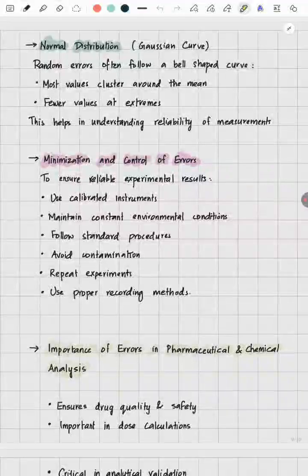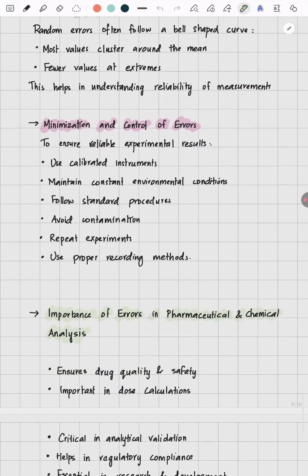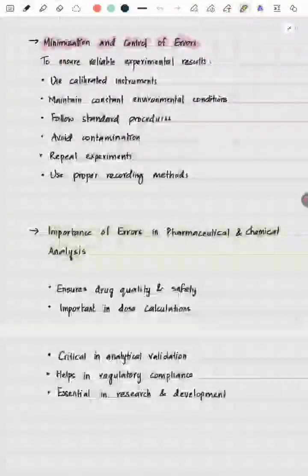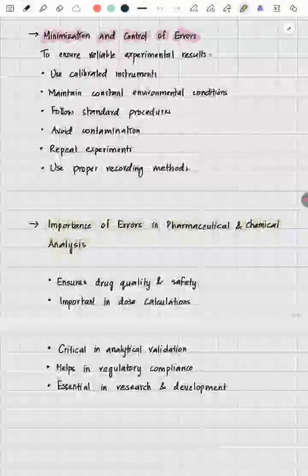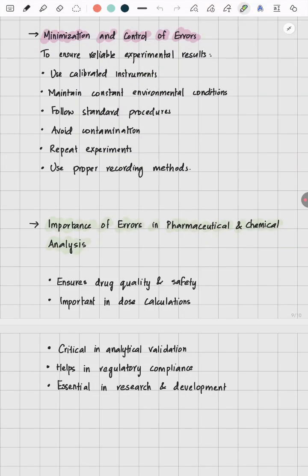Finally, let us talk about minimizing errors. To obtain reliable results, we should use properly calibrated instruments, maintain stable environmental conditions, follow standard experimental procedures, and take multiple readings. Careful observation and accurate recording are also essential. By understanding the sources and types of error, we can take appropriate steps to reduce them and improve the quality of our results.